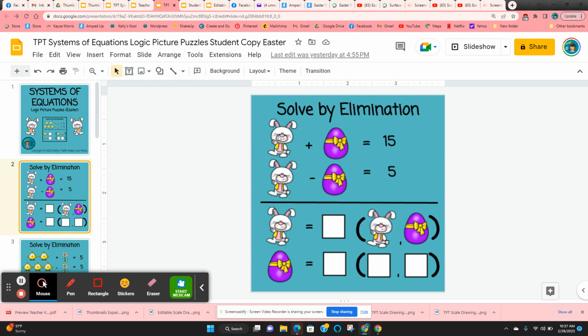If they place 10 back in the original equation, they'll get 10 plus 5 equals 15. So the purple egg will equal 5. And they get the point, 10, 5 as their solution.